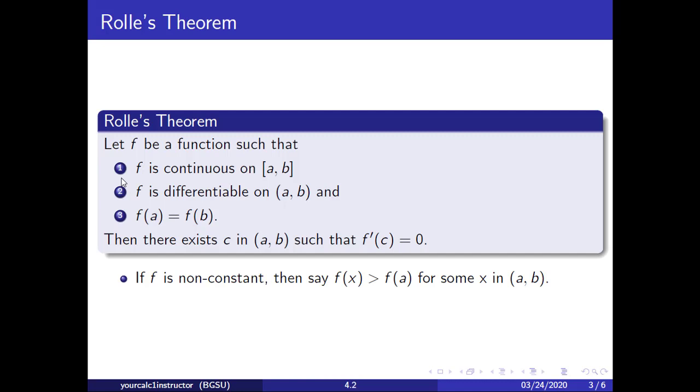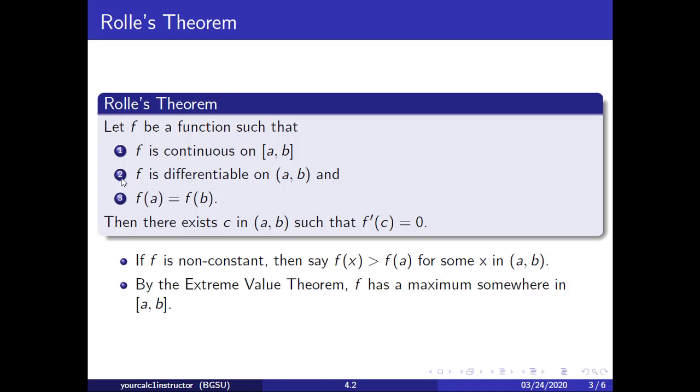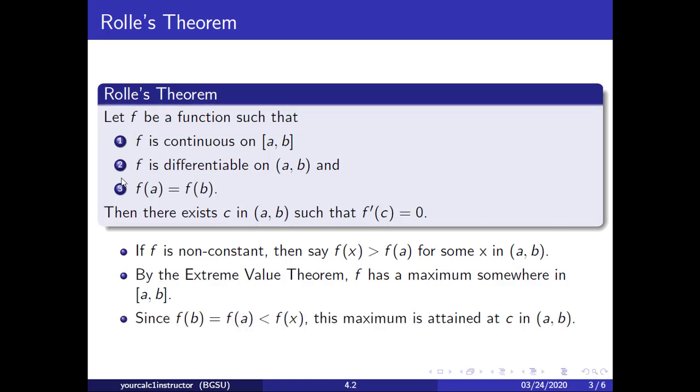Now, since f is continuous on a closed interval, the extreme value theorem says that f has absolute extrema, and in particular, an absolute maximum attained somewhere in this interval. However, we know that, again, there is at least one x value that is greater than both f of a and f of b, since f of a is equal to f of b.